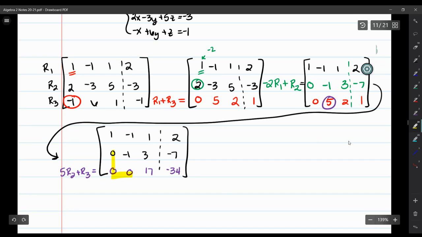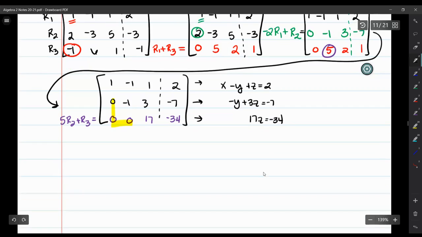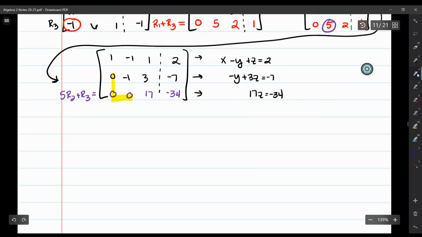Since I have my zeros in the left corner, I can go ahead and put back my variables. So this first equation is really x minus y plus z equals 2. The second equation has 0 x's, so we have -y plus 3z equals -7. And the third equation has no x's, no y's, but we have 17z equaling -34. So we're going to use this to solve for z. So we're going to get z alone first. So 17z equals -34. Simply divide by 17, and we end up with z equals -2.